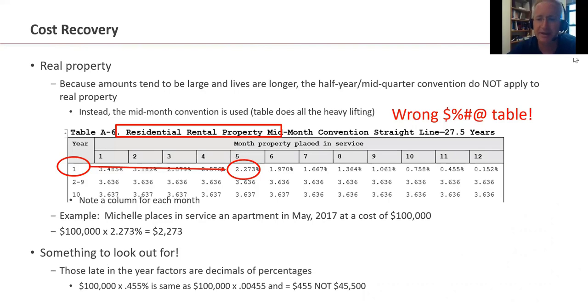All right, so something to look out for, and it's a mistake you guys make, and I just don't want you to make it. So look at those depreciation factors out in October, November, and December in year one. I just want to make sure you understand that 0.55% is not 0.55. That's 0.00455. So that depreciation on a $100,000 asset that was placed in service in November, if it's residential real property, is only $455. So just don't make that mistake. It's just a decimal problem. But if it happens to be a multiple choice question, you're just going to get it wrong.